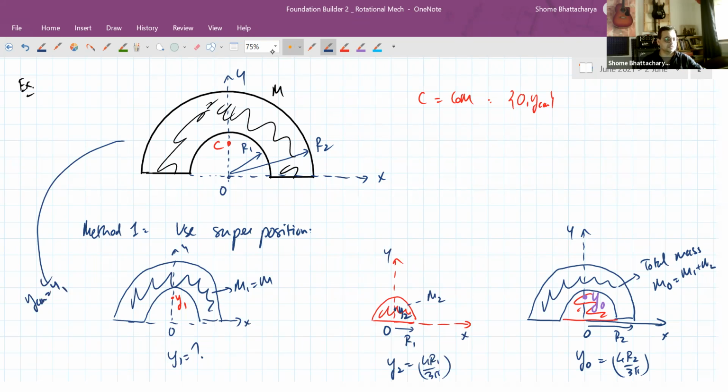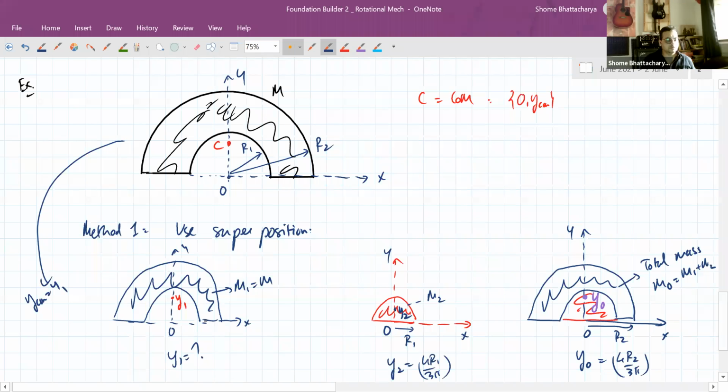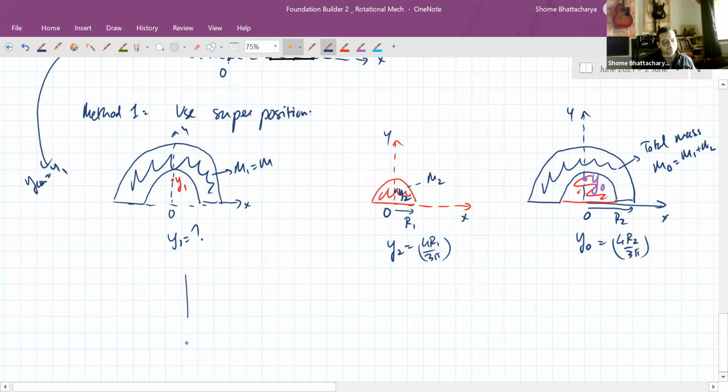So is this representation clear, Deep? Yes, sir. So now the only thing is we have to replace this mass m1 with an equivalent particle at y1. Then we have to replace that mass m2 with an equivalent particle at y2. And we know that the system center of mass will be at some y0.